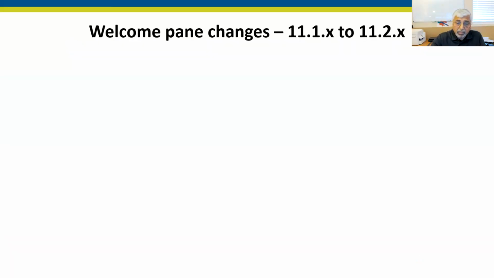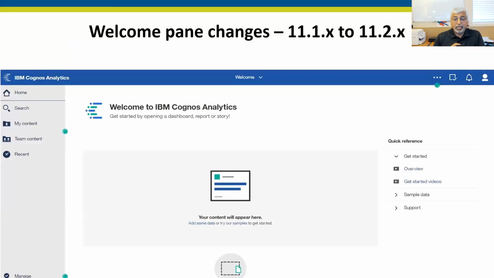So first, the welcome panel changes. So here is what 11.1 looked like, and I will show you in a minute what 11.2 looks like. The main thing is on the left side, what you see here was the sidebar. Now, these things which are in the sidebar are there in 11.2 also, but they don't look the same. We see that there was a switcher menu in the middle that has also changed. On the right side, the three dots have changed.